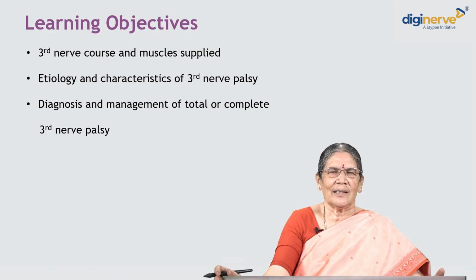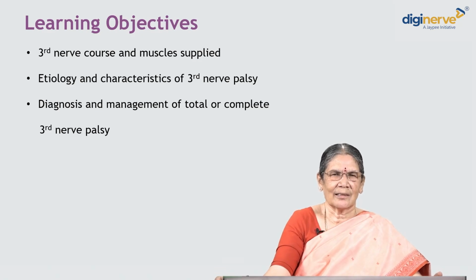Hello students, welcome to this session where we will discuss in detail the management of third nerve palsy, including its diagnosis. The main learning objectives are: what is the cause and the muscles supplied by the third cranial nerve, or the oculomotor nerve; what are the etiology and characteristic clinical features of a total third nerve palsy; and how do we diagnose and make a line of management for these people.